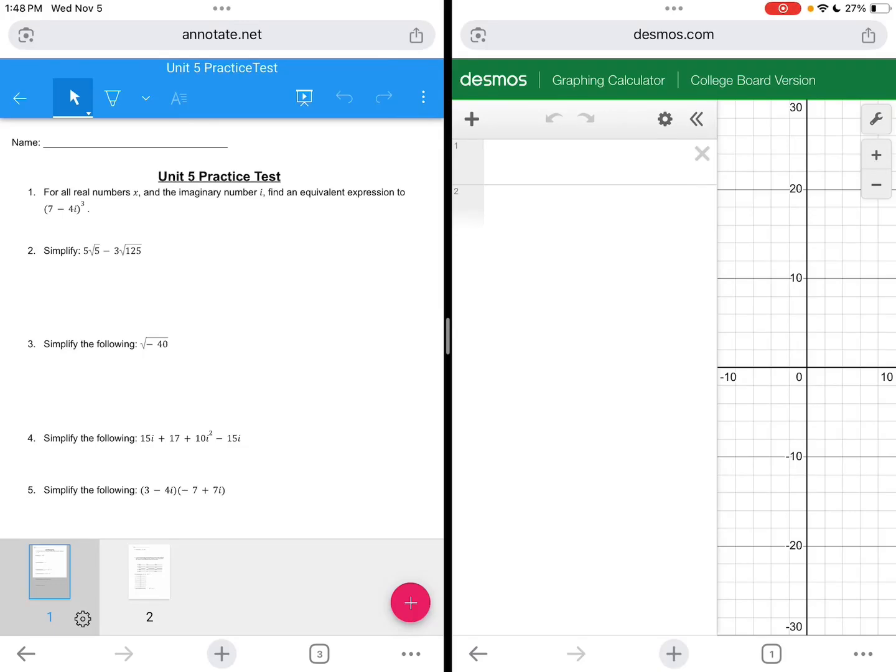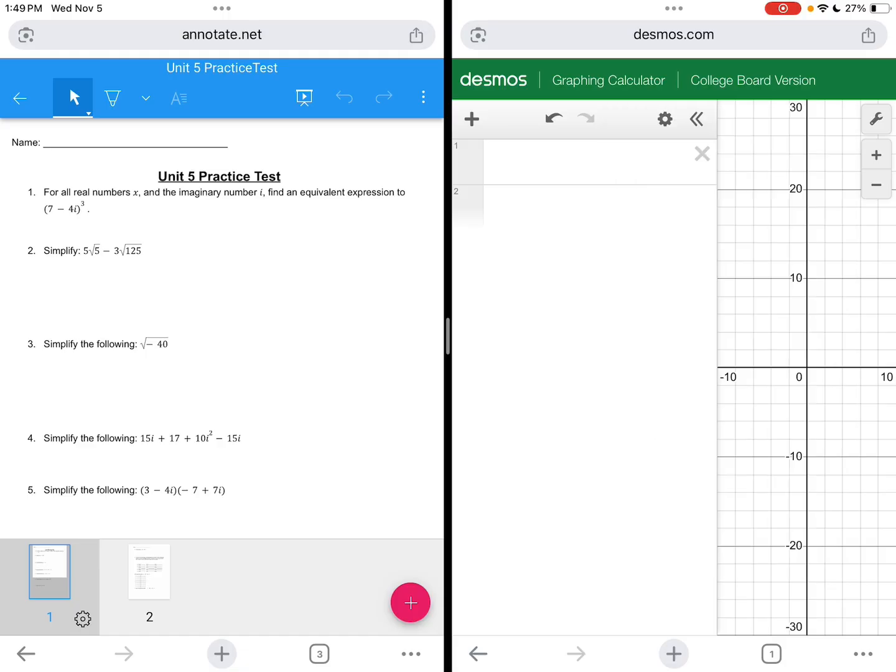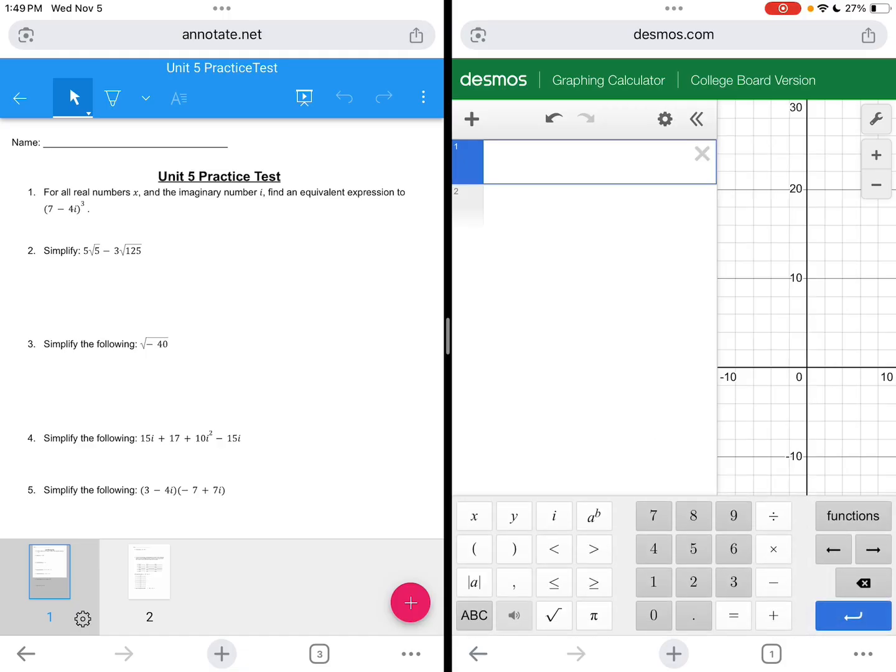Okay, today we're going to do the Unit 5 practice test. So for number 1, you can actually go ahead and plug this into Desmos. So go ahead and go to your wrench and turn on complex mode. So we are going to type in exactly what they're giving us, 7 minus 4i to the third power. And it will simplify it for us.